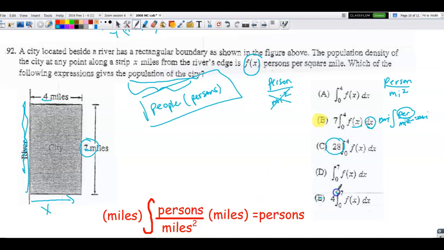Why can't it be E? Well, they said it's X miles from the river's edge, so the X is changing. It was not set at 4, but the 7 was set because we're looking for a strip X miles from the river's edge. So if we're looking for a strip, then that strip would have to span the 7 miles, but it's X miles from the river's edge. And so that's why it has to be B.